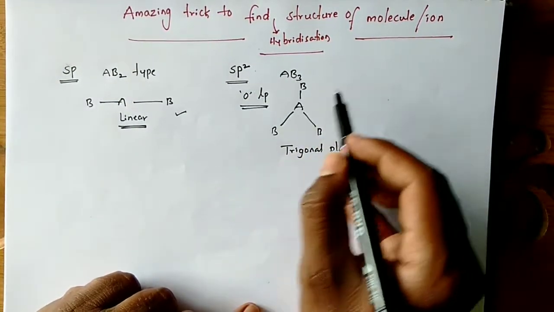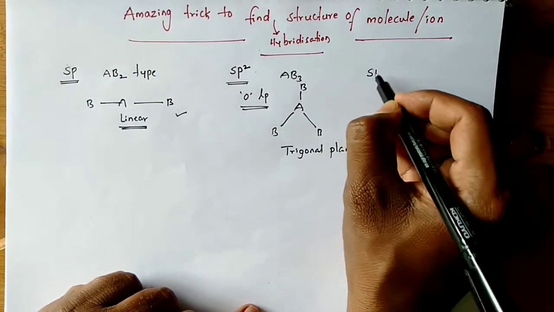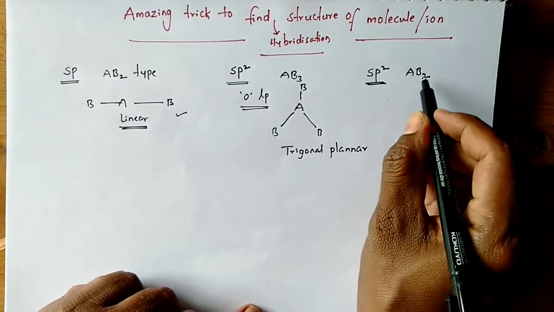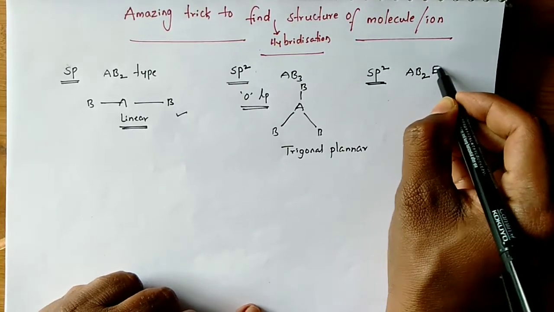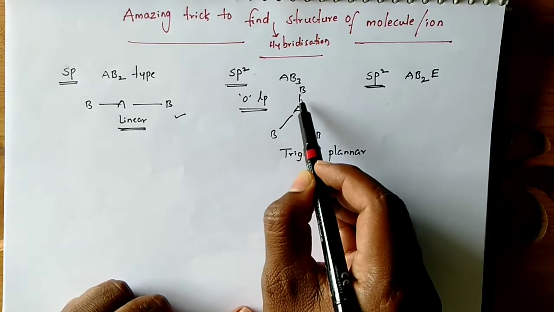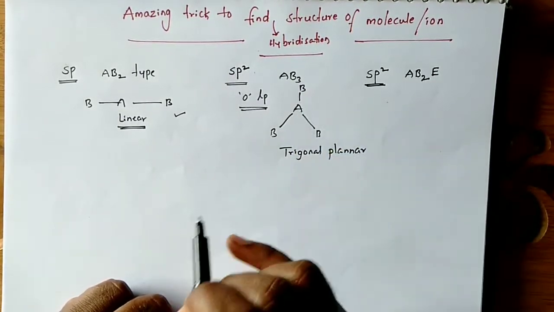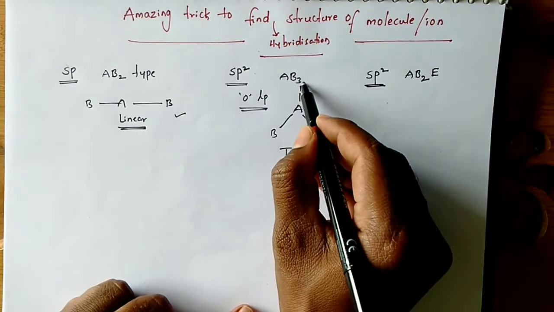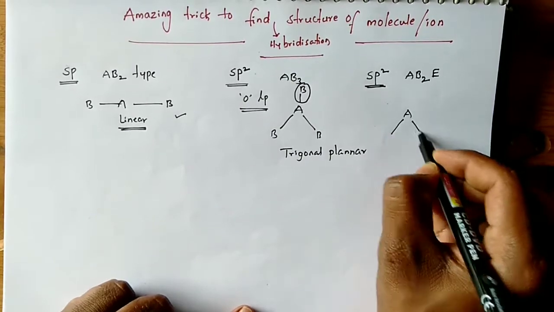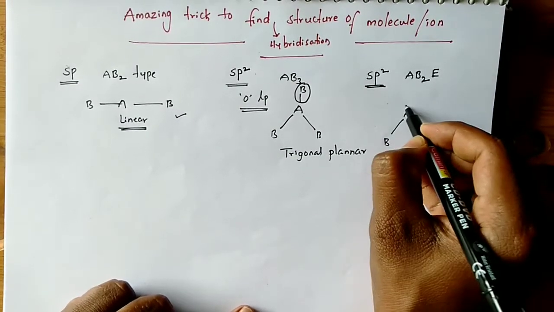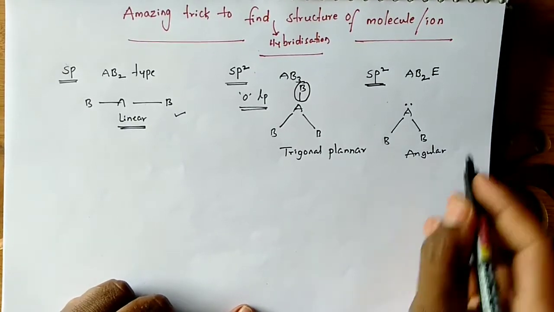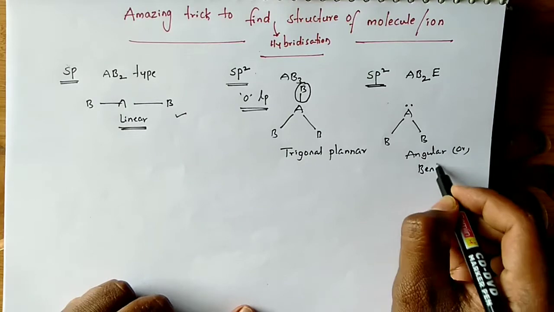Suppose sp2 hybridization with one lone pair. That means AB2, two surrounding atoms. You just assume E is a lone pair, one lone pair is there. So for that, what you have to do is remove any one bond and keep two dots there as a lone pair. I am just removing this bond. The resultant structure will be like this. What is the shape here? Angular or bent shape.